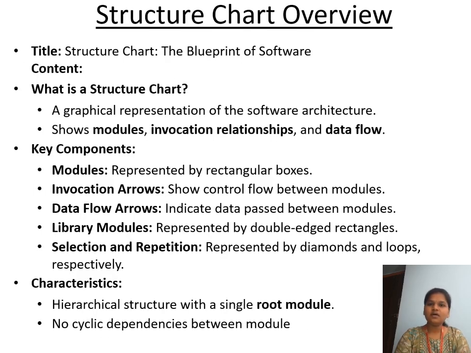So, structured chart overview. Here is the title: Structured Chart, the Blueprint of Software. The basic definition of a structured chart is a graphical representation of the software architecture, showing modules, invocation relationships, and data flow. The main key concepts are six: modules, invocation arrows, data flow arrows, library modules, selection, and repetition. The characteristics are a hierarchical structure with a single root module, and no cyclic dependencies between modules.